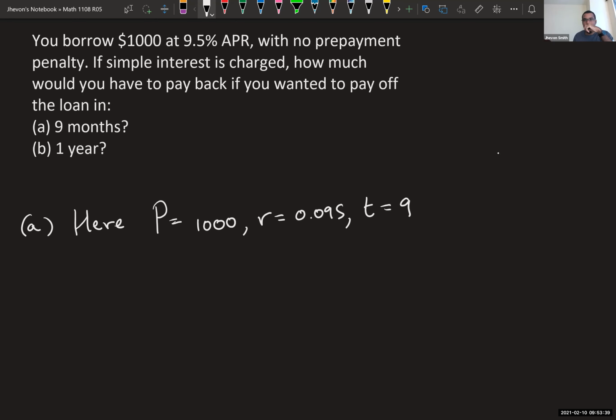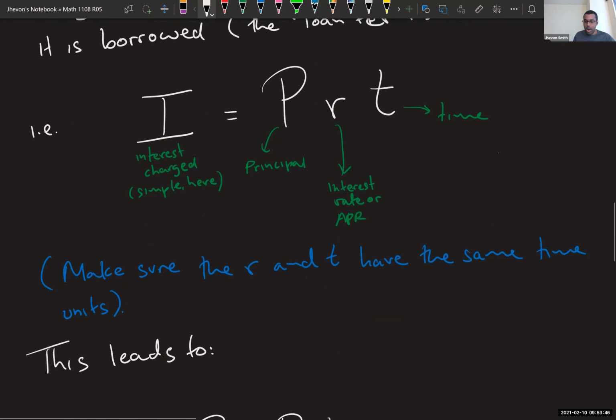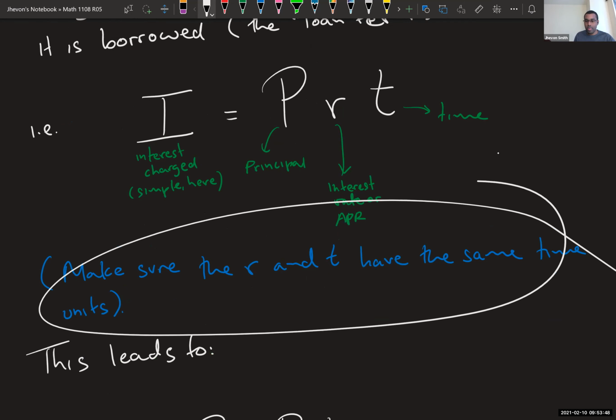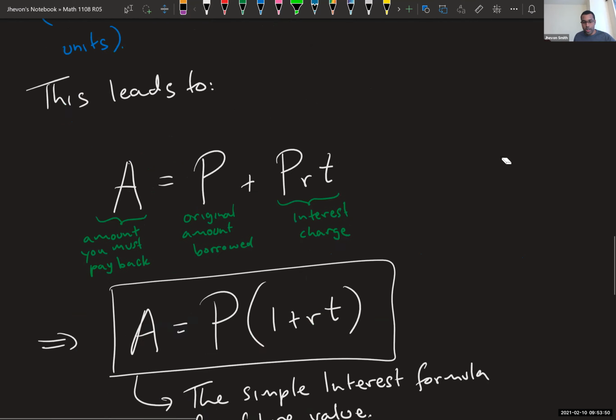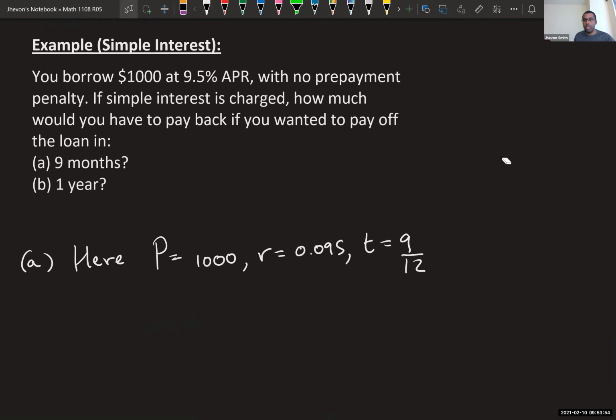Would it be 9 over 12? Be 9 over 12, right? So remember, make sure your R and T have the same time units, okay? The interest is per year, and T was given in months. You need to change the time to months, right? So that's actually very important, the time units.